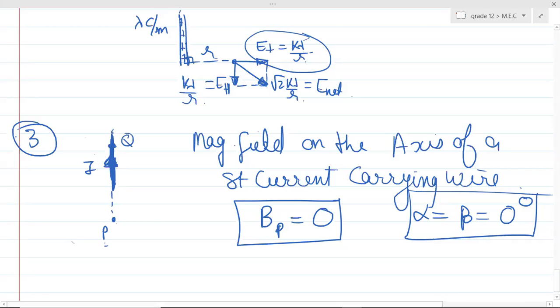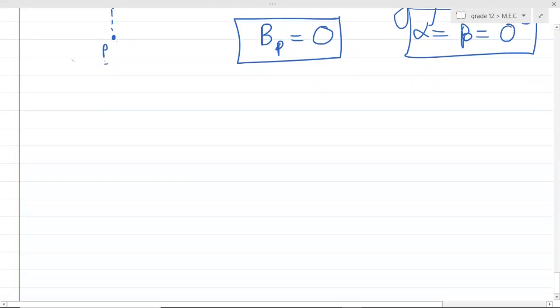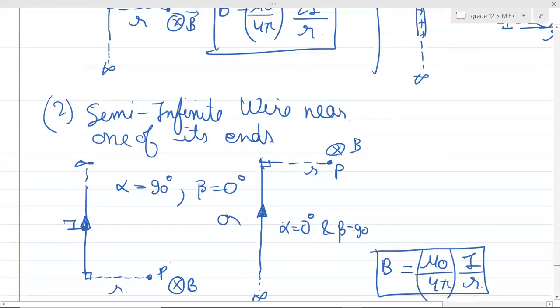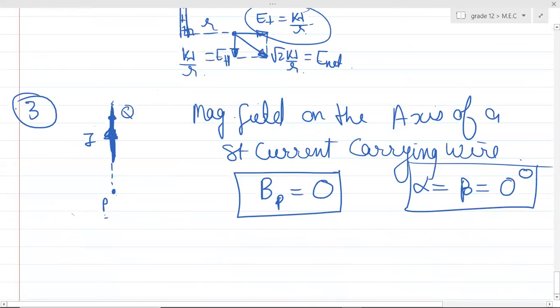After this, let's do the next heading, guys, the second application. This was the first application, magnetic field due to a straight current carrying wire. Now we'll write the second application.